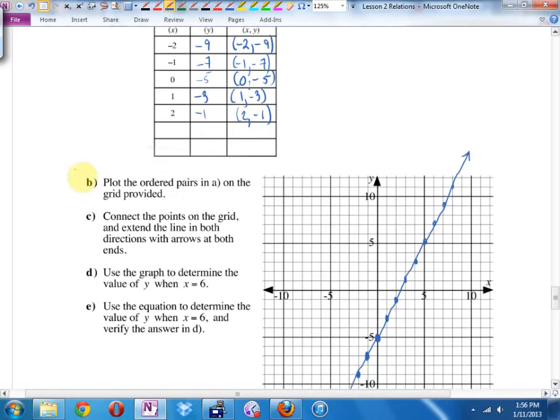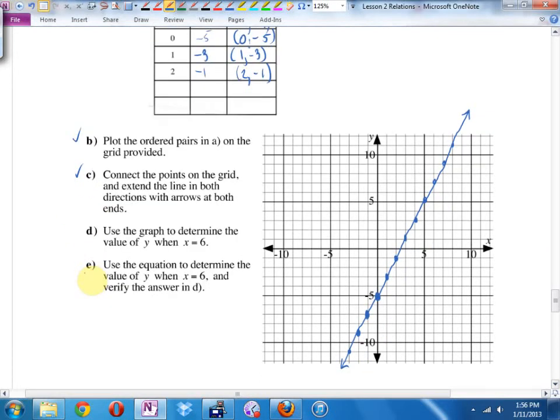We did B. We did C. Oh, D. Use the graph to determine the value of y when x is 6. So when x is 6, that's right there. Oh, we're talking about that point right there. What's the value of y when x is 6?